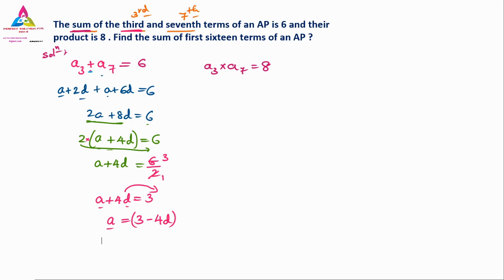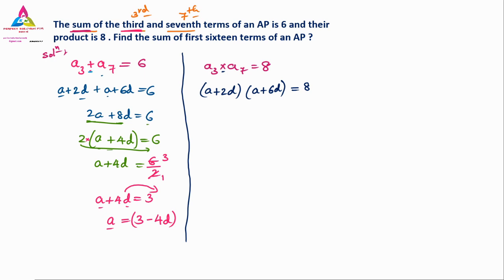Now coming to the next part. The second part what we have over here is the product. The product is given as A3 into A7 is equal to 8. That A3 can be written as (A plus 2D). I will write it in a bracket because in between we have into. So A7 can be written as (A plus 6D), because again A7 is a separate term. That total thing is nothing but 8. This one we have to remember.